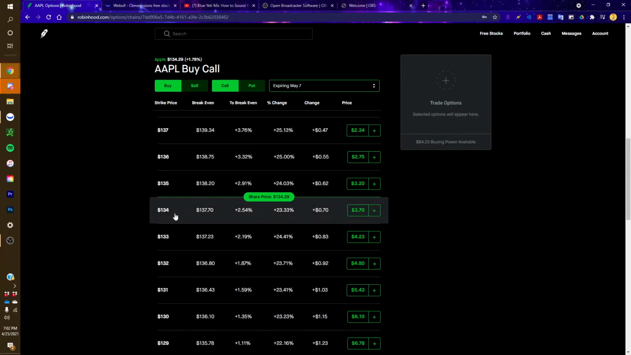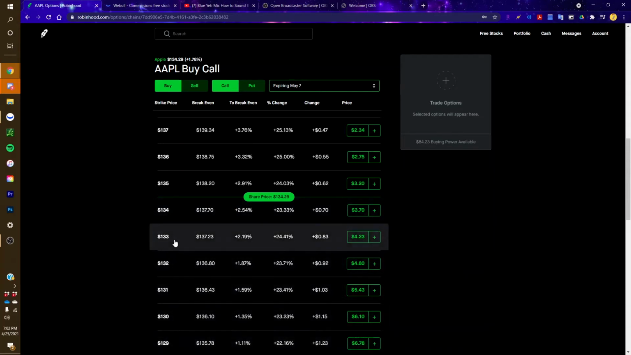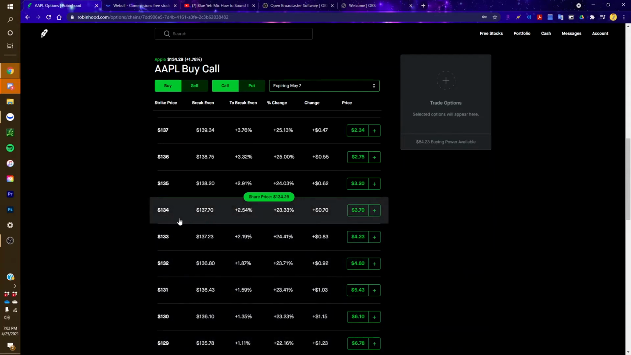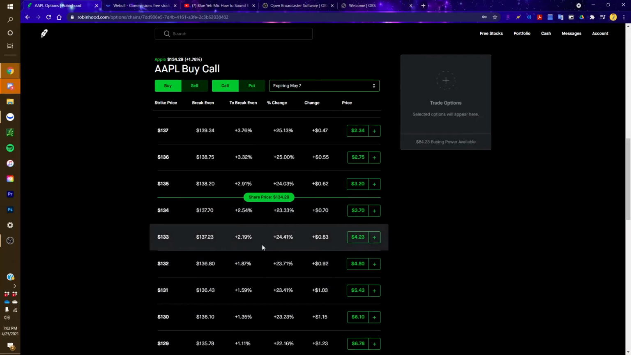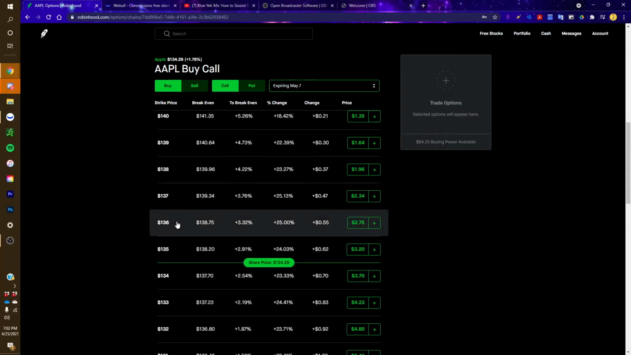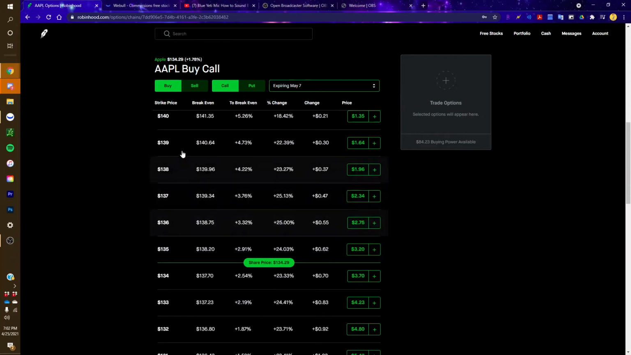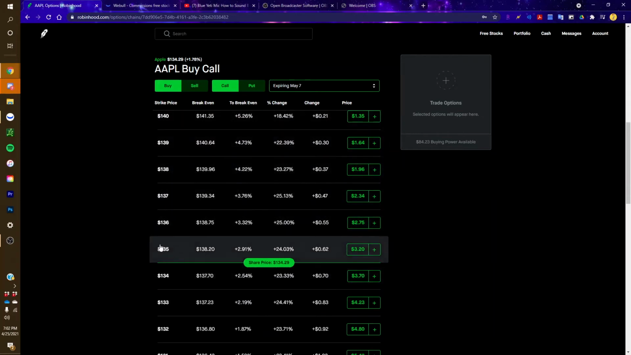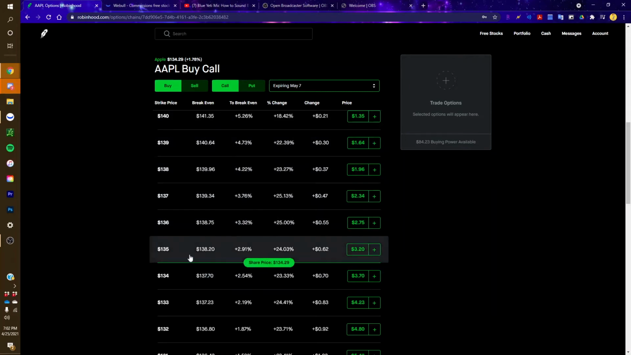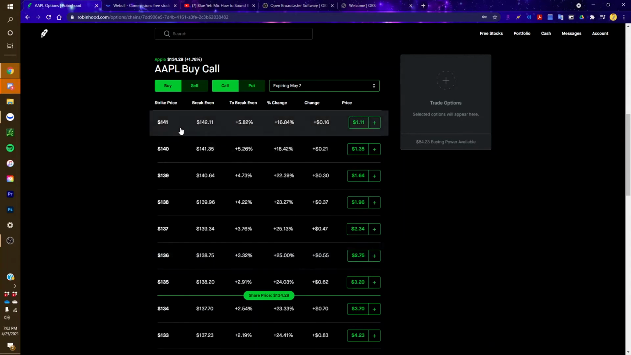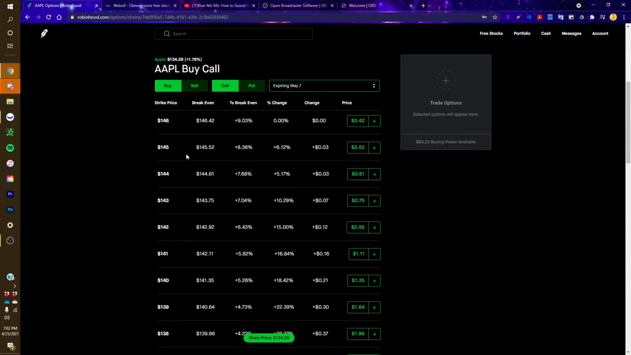Any strike price below 134 is considered in the money for calls. And it's the opposite for puts, but we'll explain all of that in a second. Out the money is anything 136 or above. At the money is that 135 strike price because it's literally at the money. So 136 and any strike price above that, that's out the money.